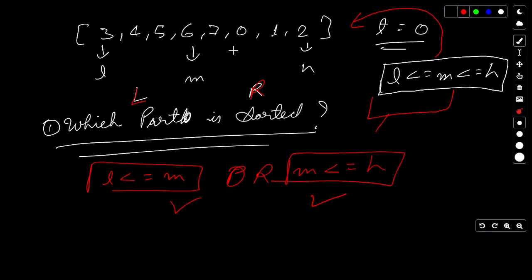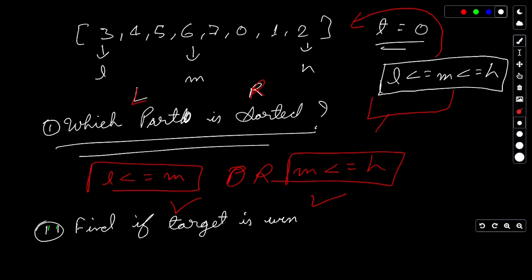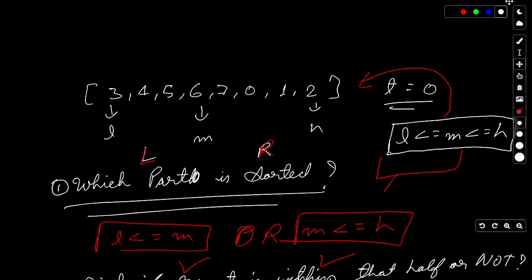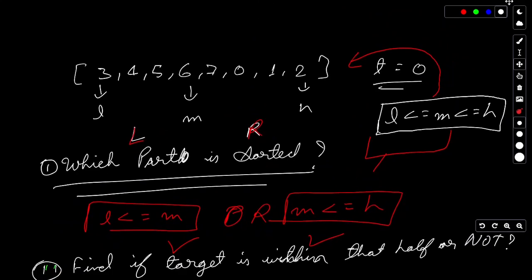Now after knowing where the sorted half is, the second thing that we need to do is find if the target is within that half or not. We need to figure out whether the target is in the sorted half or not.